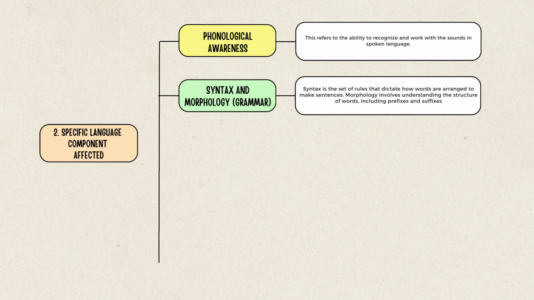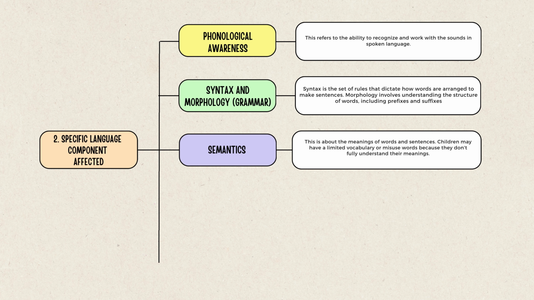The second component is syntax and morphology, which is also known as grammar. Syntax is the set of rules that dictate how words are arranged to make sentences. Morphology involves understanding the structure of words, including prefixes and suffixes. Children with DLD may have trouble forming sentences in the correct order or using proper word endings. For example, they might say, "He goes door," instead of saying "he goes to the store."